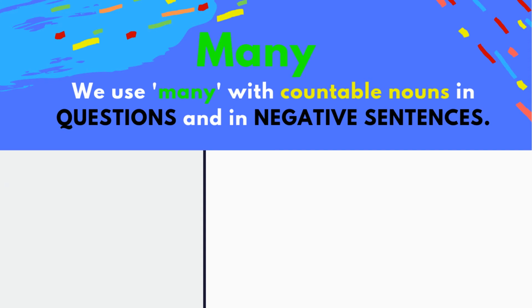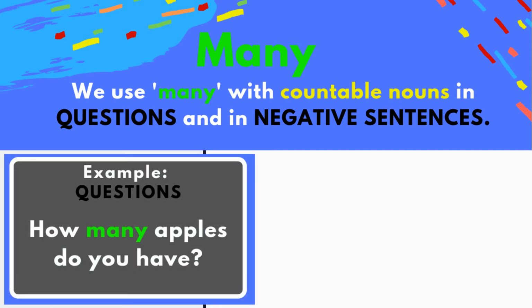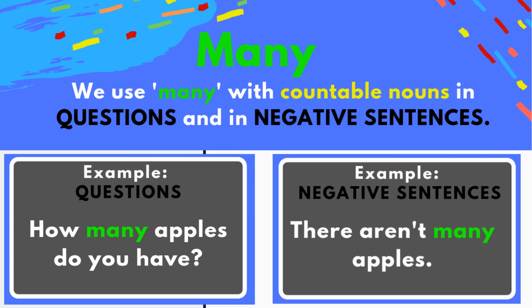So for example, for questions, how many apples do you have? Can you count the apples? Yes. So we use many. How many apples do you have? While in negative sentence, there aren't many apples. We use many because we can count apples. Remember, if we can count the things, we use many.